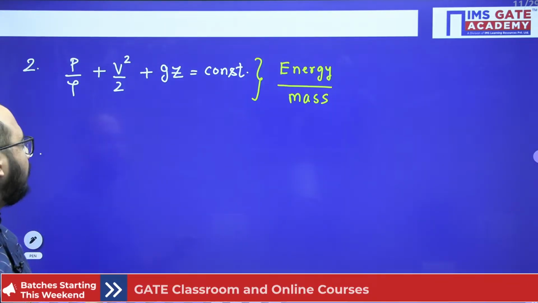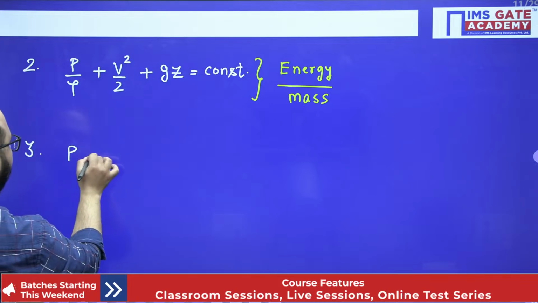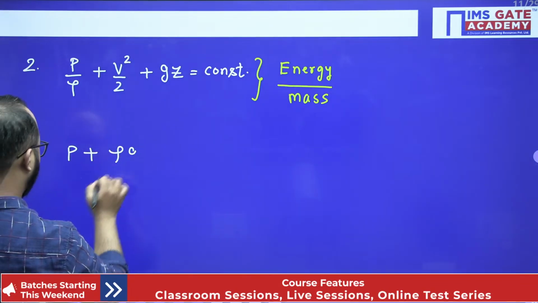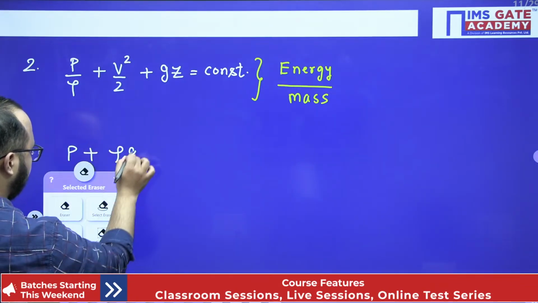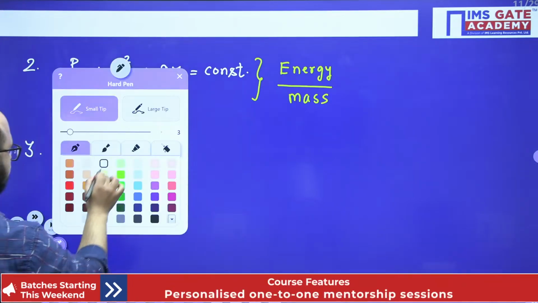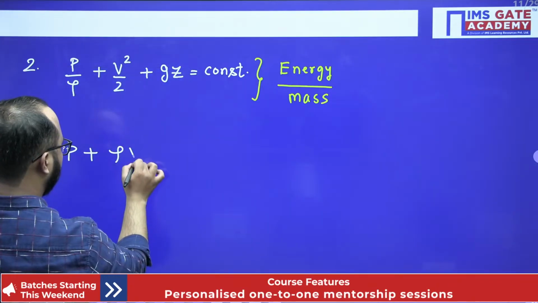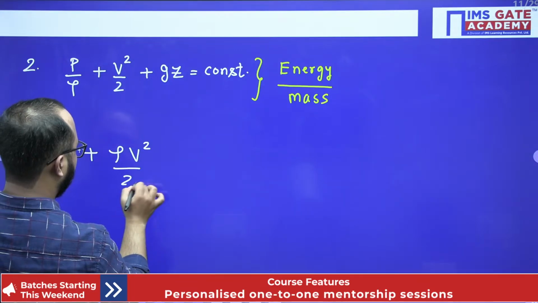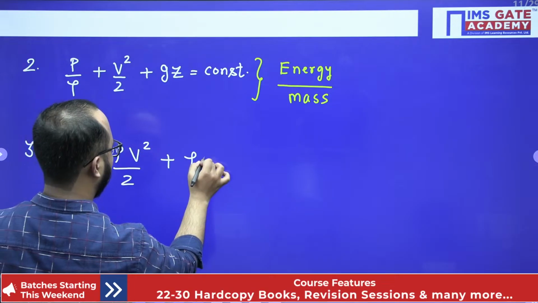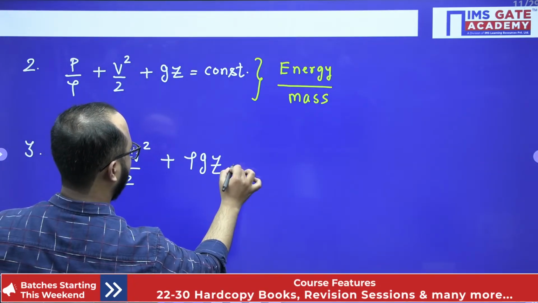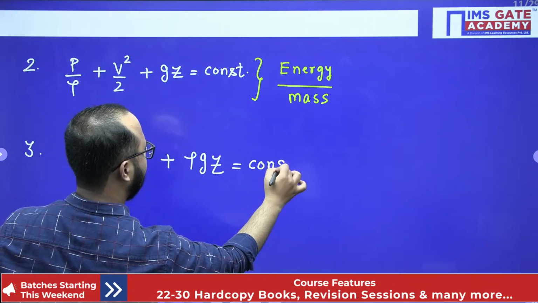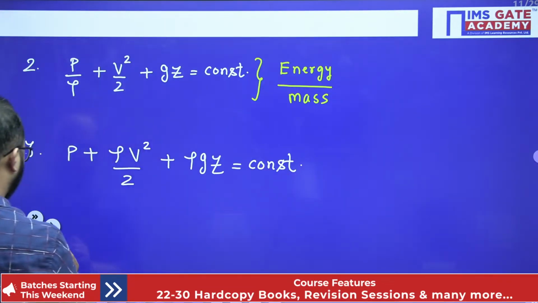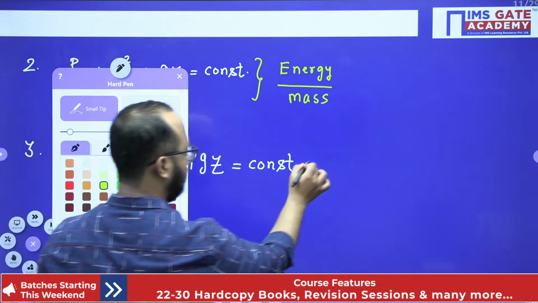Next thing, very important. P plus rho V square by 2. Now tell me the unit for this one. Tell me the unit for this one.